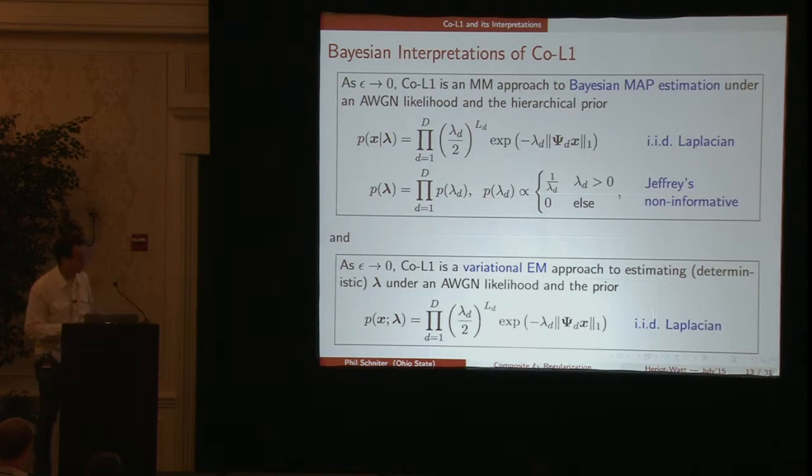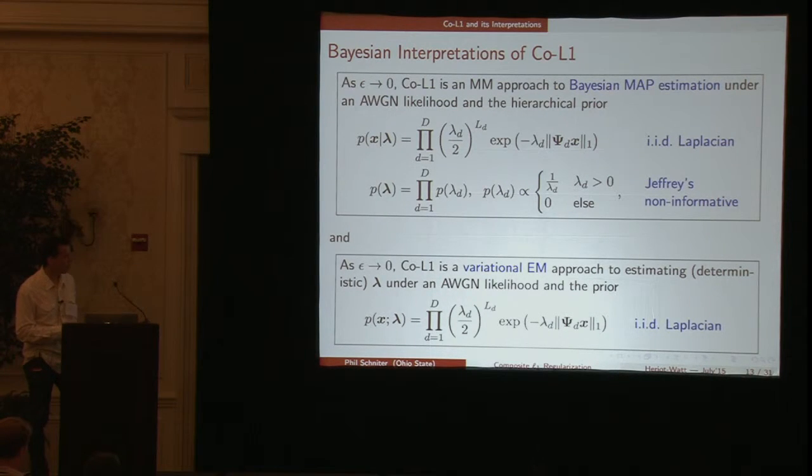Okay. Now, from the Bayesian viewpoint, it turns out that we can view these algorithms as an MM approach to a Bayesian maximum a posteriori estimation problem. In this case, we have a hierarchical prior. If we condition on those interdictionary weights, lambda, then the analysis outputs are assumed to be IID Laplacian. But then the prior that we're going to place on those interdictionary weights is the Jeffreys non-informative prior. You combine these two things together, and you get exactly that composite L1 algorithm.